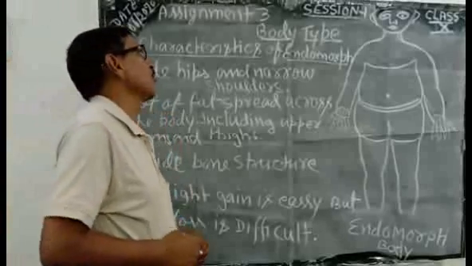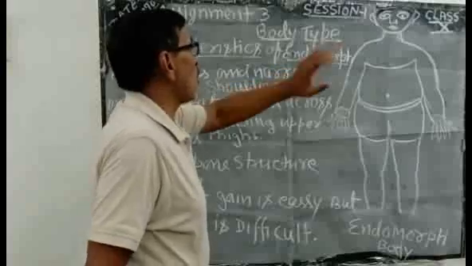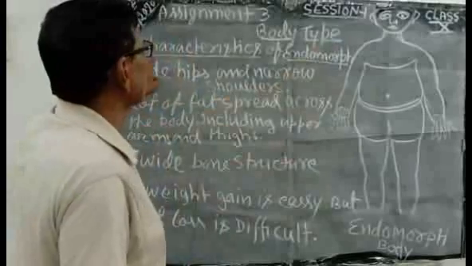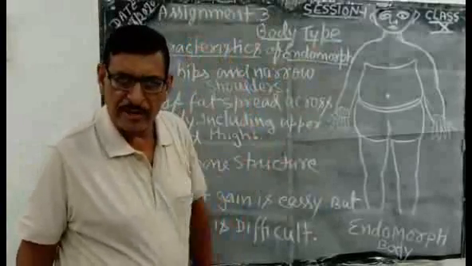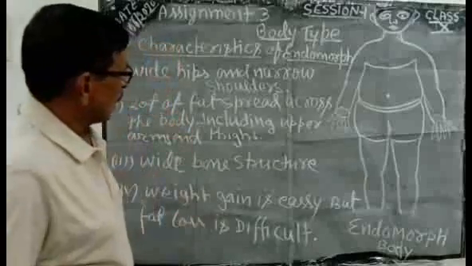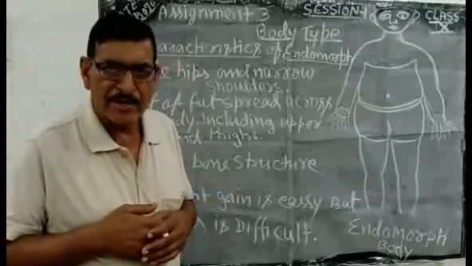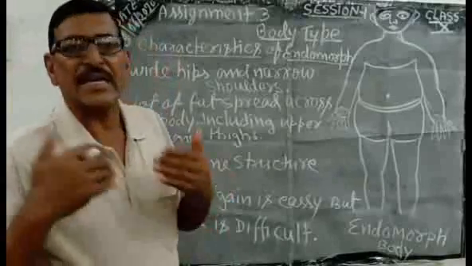It is all about endomorph bodies and their characteristics. Now, children, the rest, mesomorph and ectomorph, I will explain in the next class.